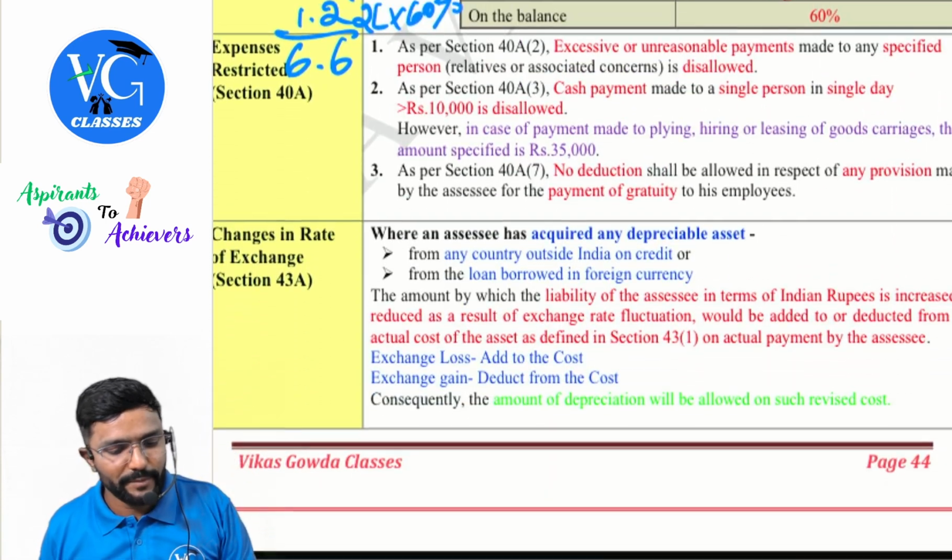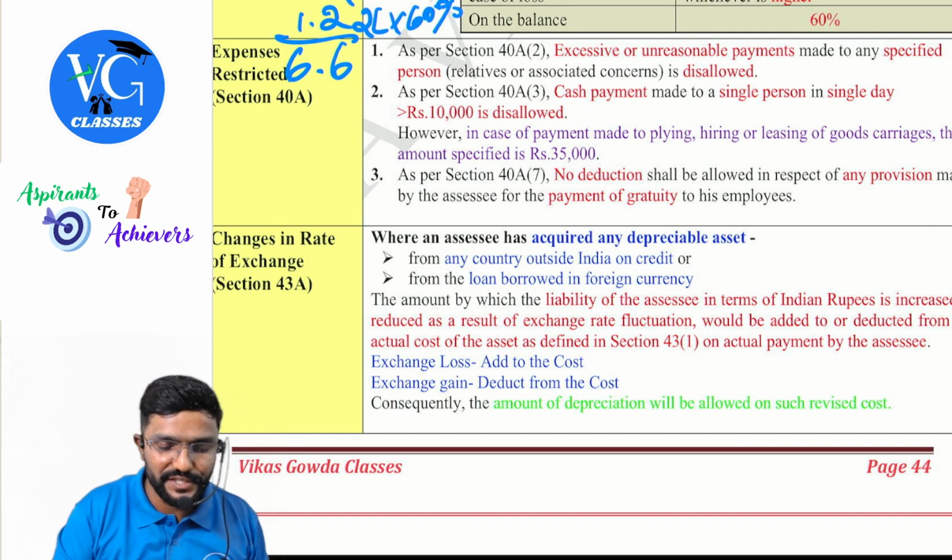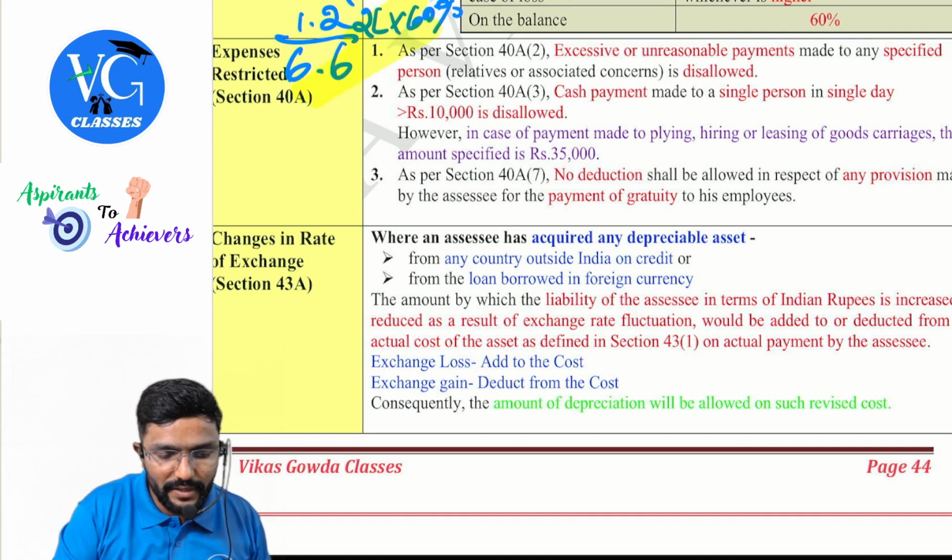Okay, so 40B done. Next, 40 capital A series, guys.